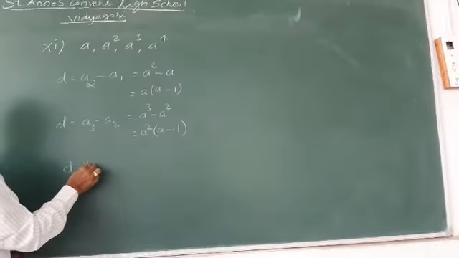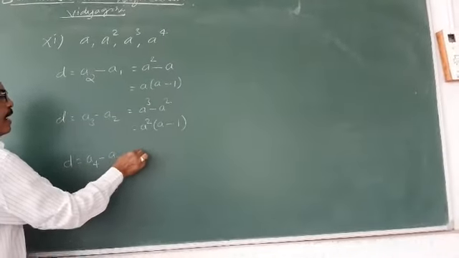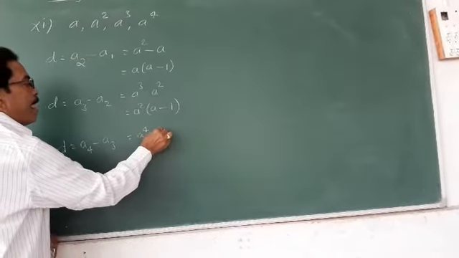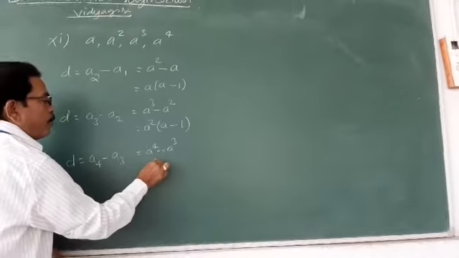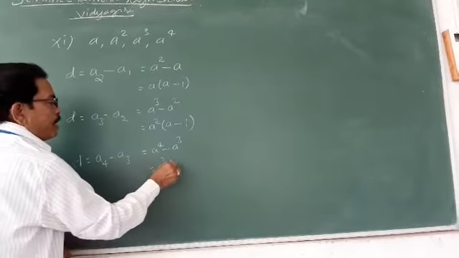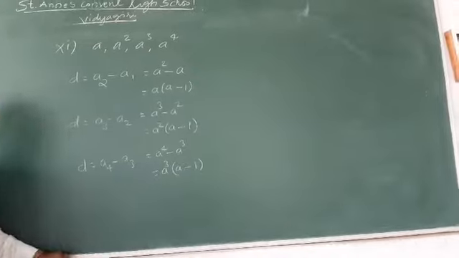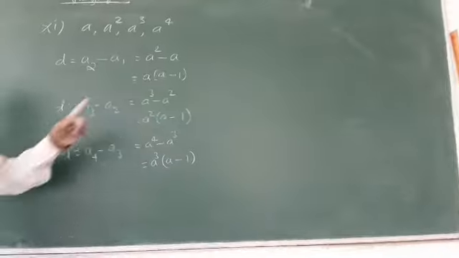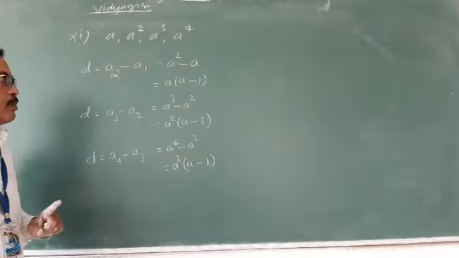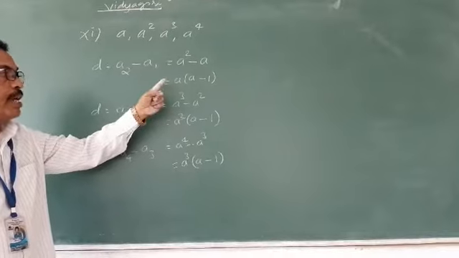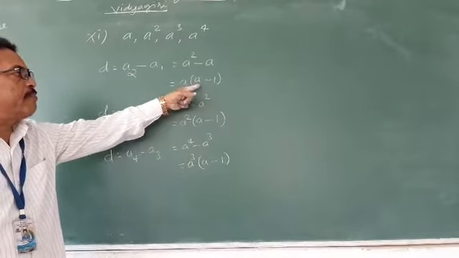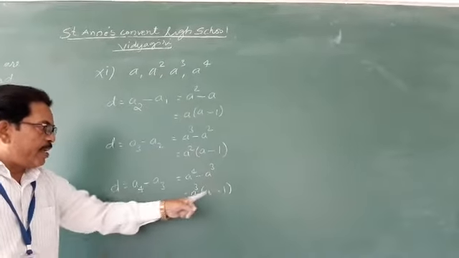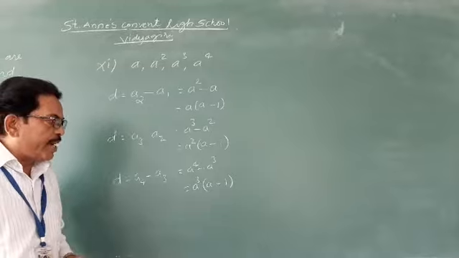Then d equals a fourth minus a3, that is a fourth minus a cube. A cube is the common term, so a minus 1. By observing the common differences, a minus 1 is common for all the terms, but the coefficient of a minus 1 is different. For this one, a is the coefficient. For this, a square is the coefficient. For this, a cube is the coefficient.